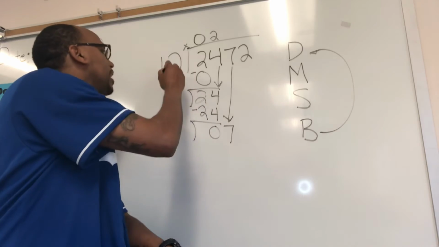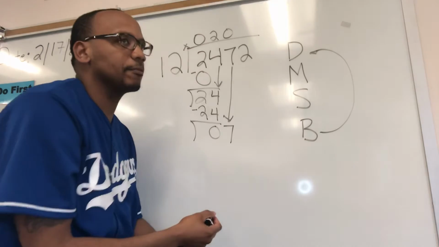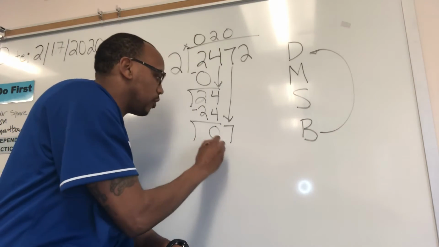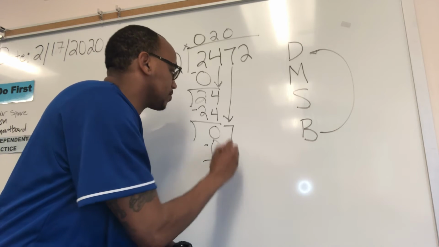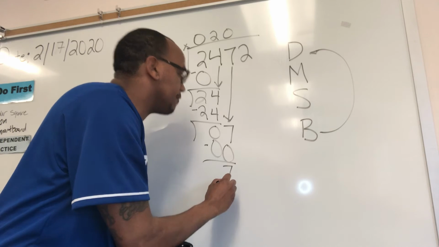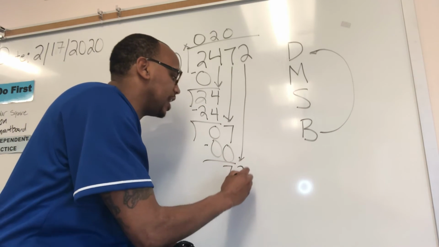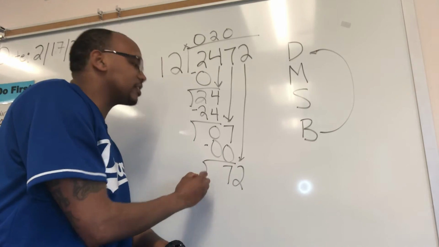7 divided by 12 is 0, because I cannot get a group of 12 out of 7. 0 times 12 is 0. I'm going to subtract. 7 minus 0 is 7. And I'm going to bring down the 2, which is the last place value spot I have. So that means I have to repeat the cycle one more time.